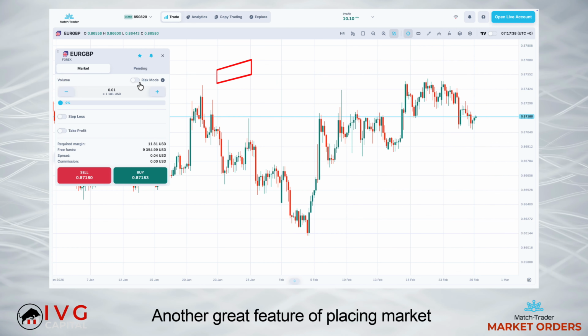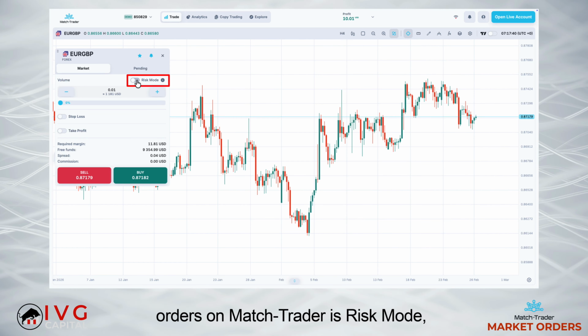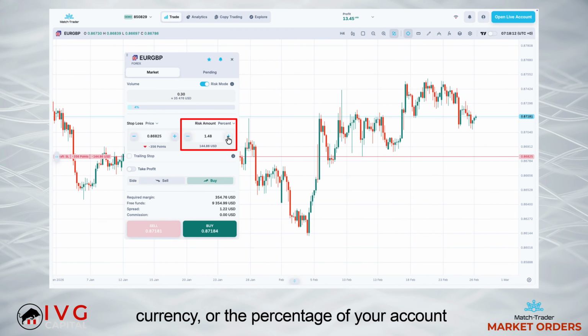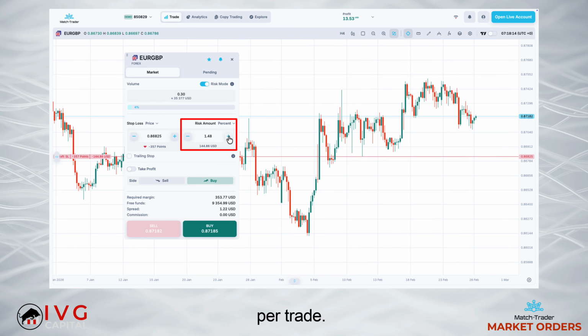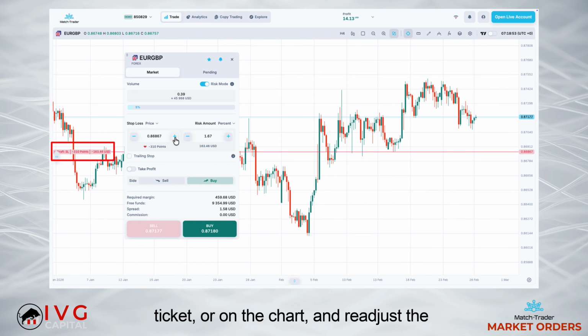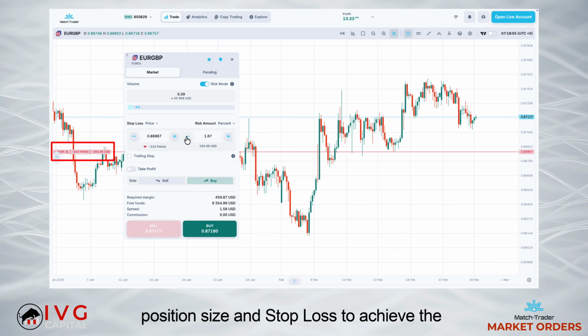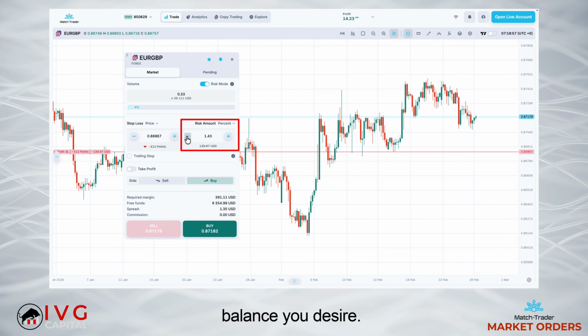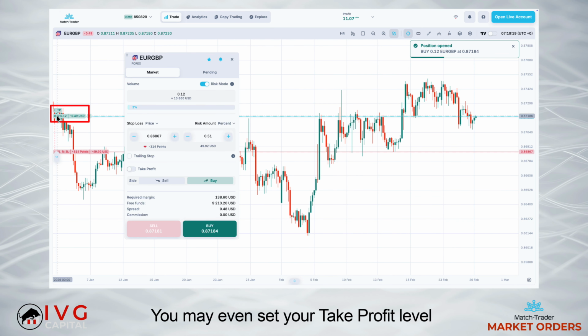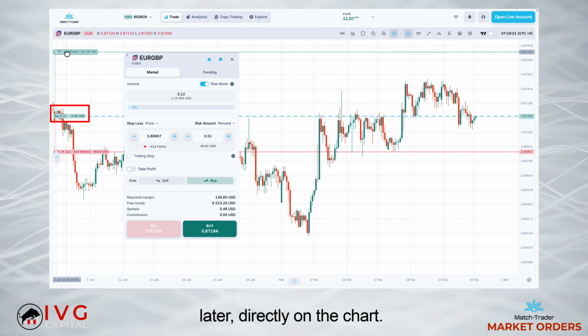Another great feature of placing market orders on MatchTrader is Risk Mode, where you may set your risk in account currency or the percentage of your account per trade. You may adjust your stop loss in the order ticket or on the chart and readjust the position size and stop loss to achieve the balance you desire. You may even set your take profit level later directly on the chart.